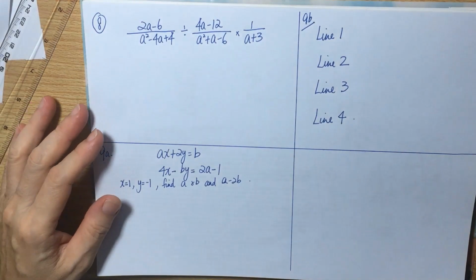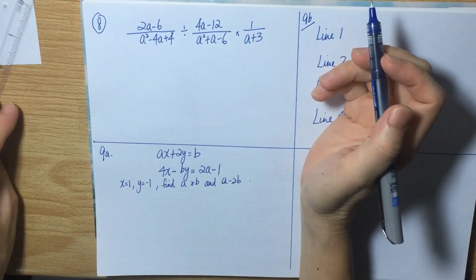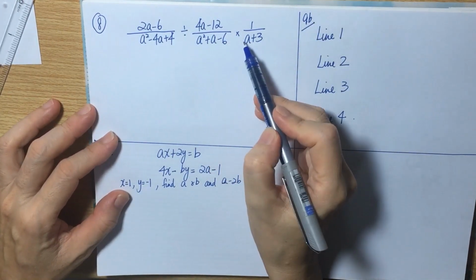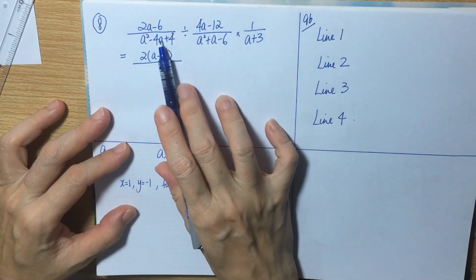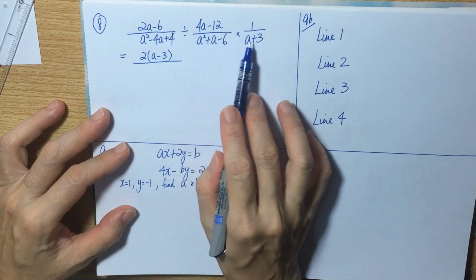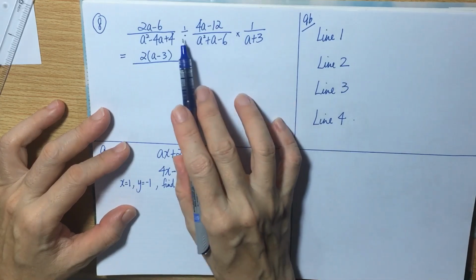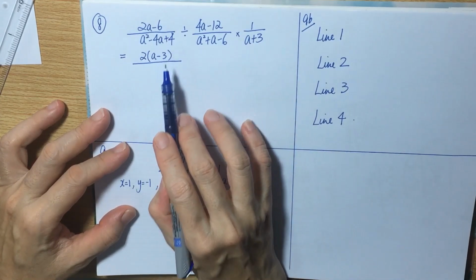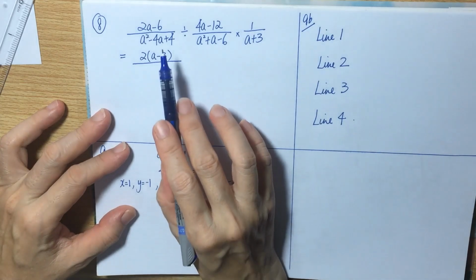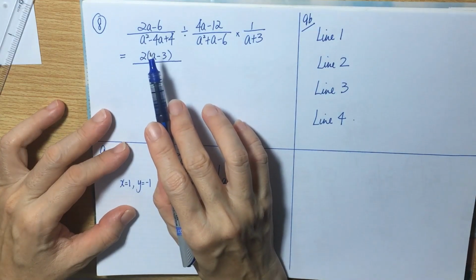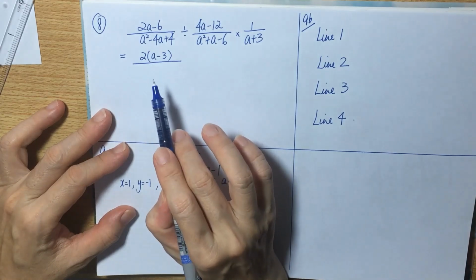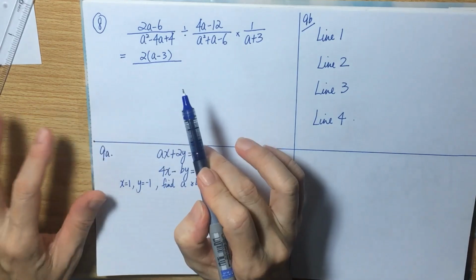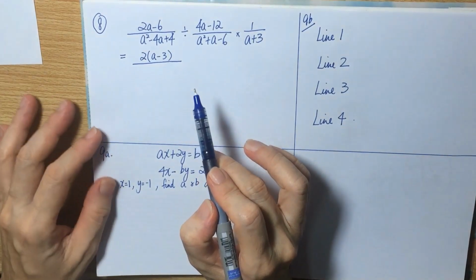Question 8. Simplify this expression. There's division, there's multiplication. So what we need to do is, you have fractions, divide, times. So you're going to handle fractions. The best way to simplify is to try to factorize and then see whether there's any factor that's the same that we can divide together so that they are cancelled.